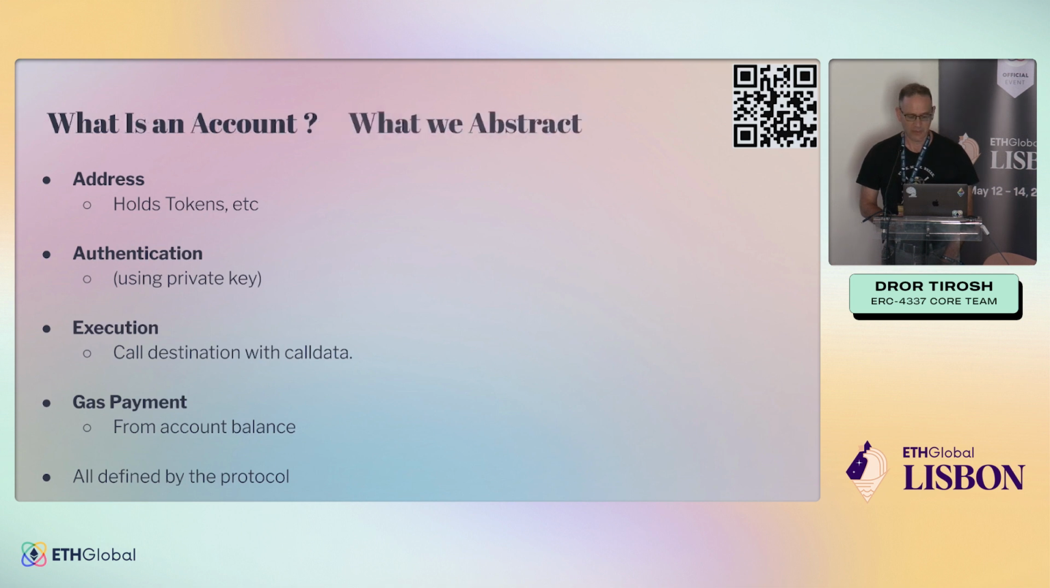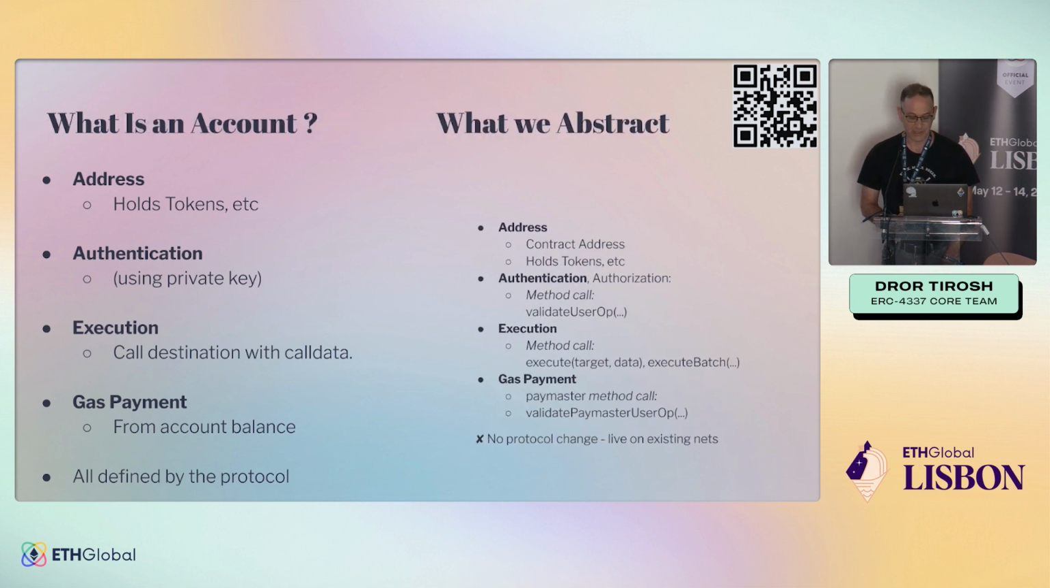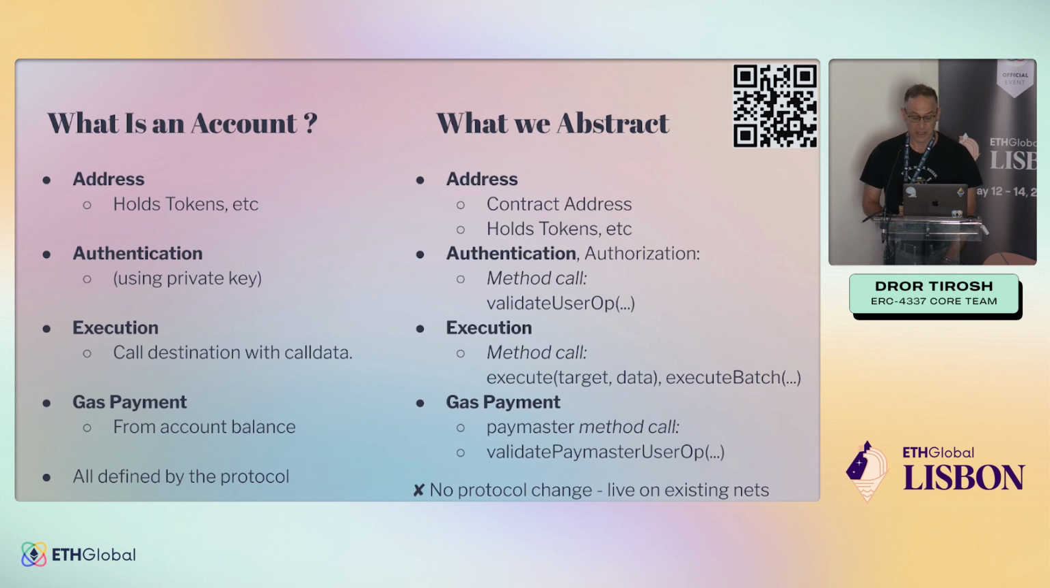So we come to abstract all of this. So what do we abstract and how? The account becomes a contract. So the address is the contract address, the smart account address. It still keeps the same address, holds the tokens and everything you need.